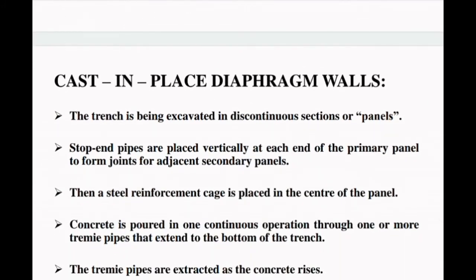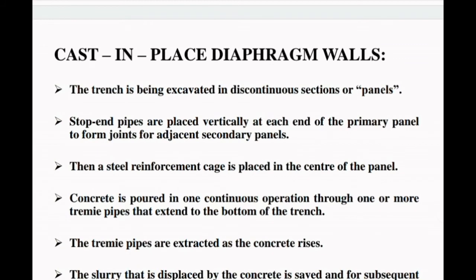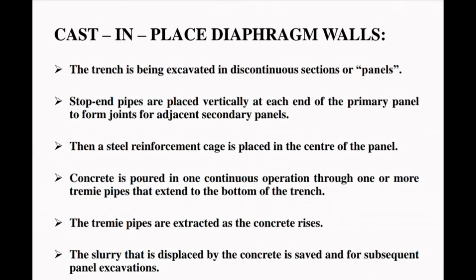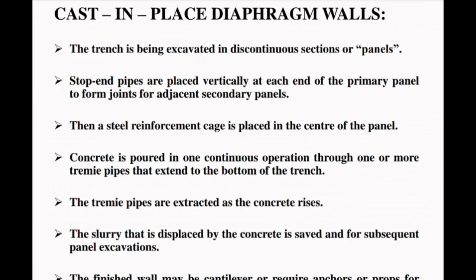Initially, for the cast in place diaphragm wall, the trench is excavated in discontinuous sections or panels, and the stop end pipes are placed vertically at each end of the primary panel to form the joints for adjoining secondary panels. Then a steel reinforcement cage is placed in the center of the panel.